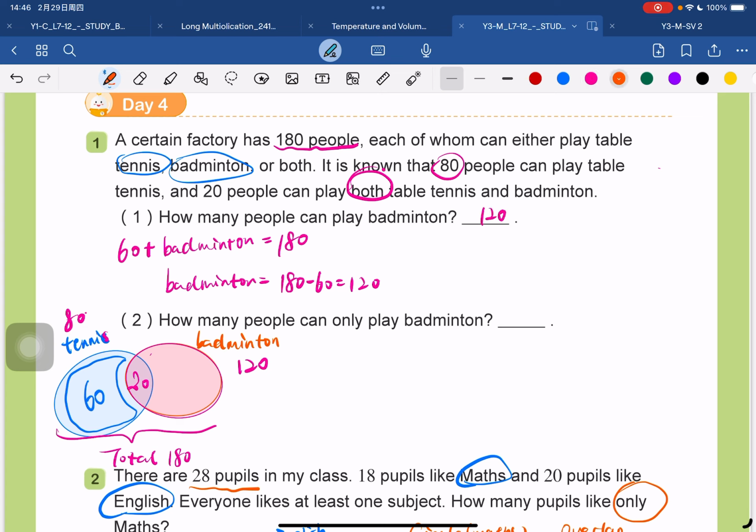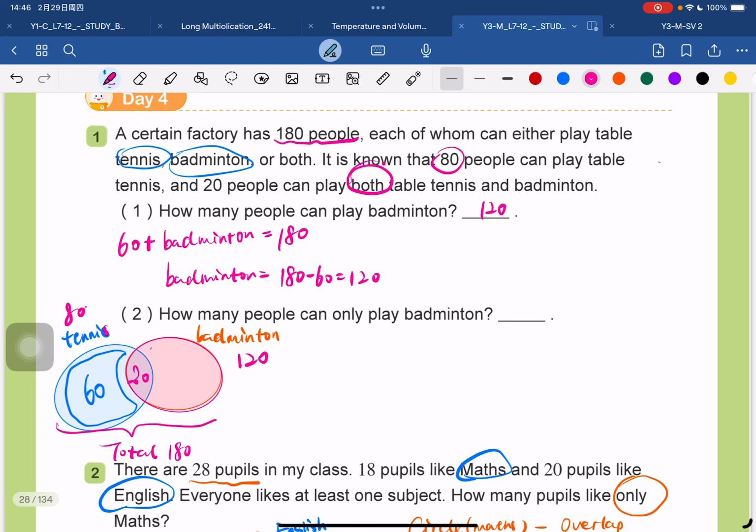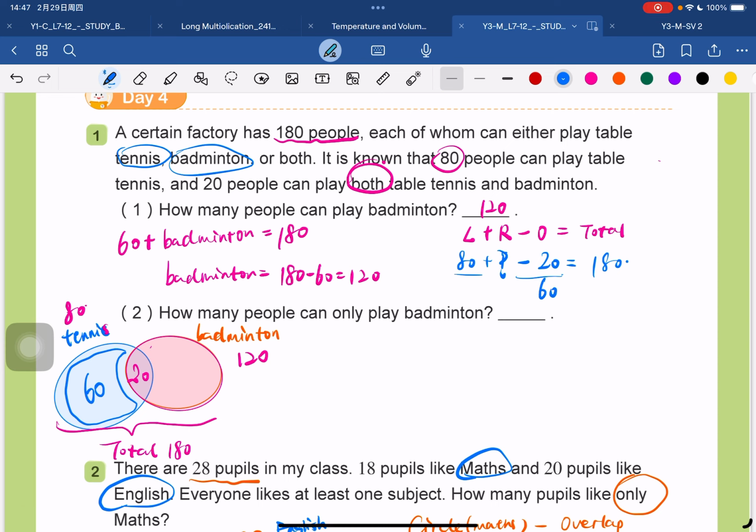Of course, there is another way you can do it. We know that the relationship between the two circles and the total amount is: the left circle plus the right circle, take away the overlapped part, gives us the total amount. Now, we already know the left circle, the students who can play table tennis, is 80. The right circle is what we are looking for. Take away the overlapped part, 20. That will be the total amount, 180. This also works, but you will find it is exactly what we have done before. 80 take away 20 is 60. So something plus 60 equals 180. Something is still 120. So actually it is the same logic. So that is what we have for question 1.